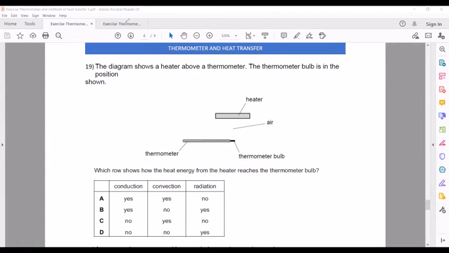Because for conduction to happen, there should be a solid. For convection, the hot energetic molecules, the particles which gain energy, move away from each other, the density decreases, and that portion of the fluid will rise up. So if that portion of the fluid rises up, it cannot reach the thermometer. So the only way energy transfers between the heater and the thermometer is radiation.